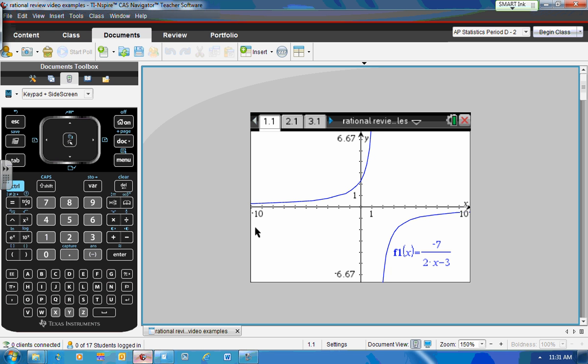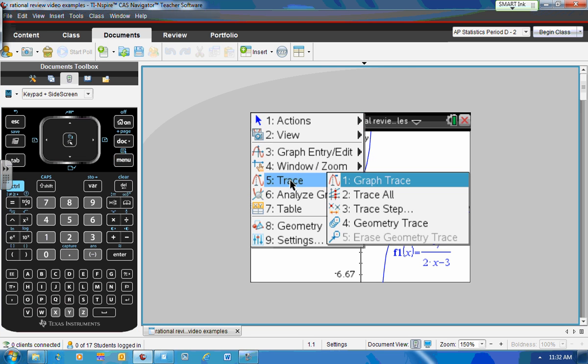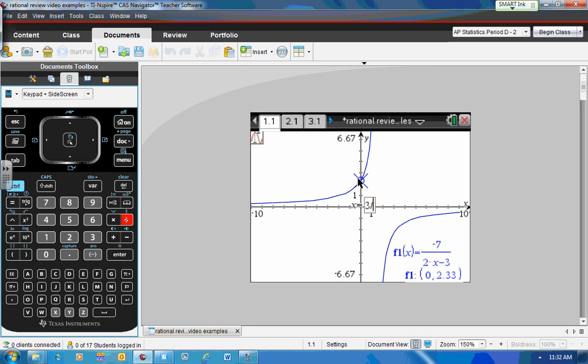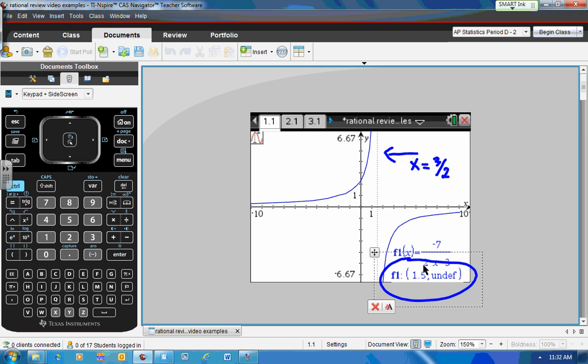Let's see what the graph of that looks like. So I'm going to go to menu and trace and graph trace, and I'm going to key in the value for x, 3/2, and hit enter, and we see the result. We've got a vertical asymptote with the equation x equals 3/2. And I notice down here at 1.5, or 3/2, the function is undefined. So that results in a vertical asymptote with equation x equals 3/2.